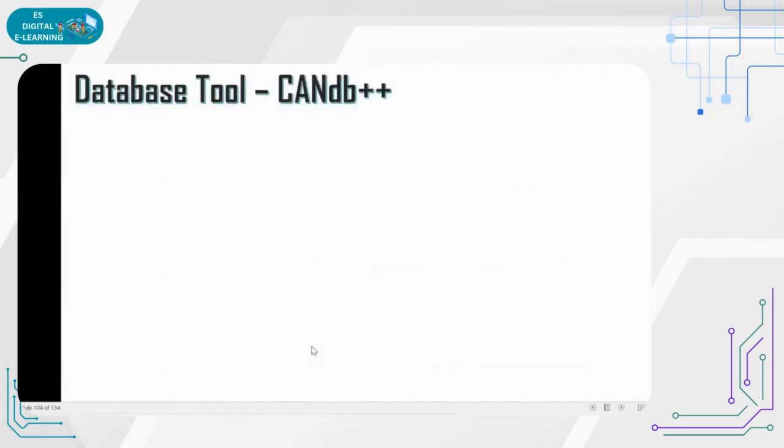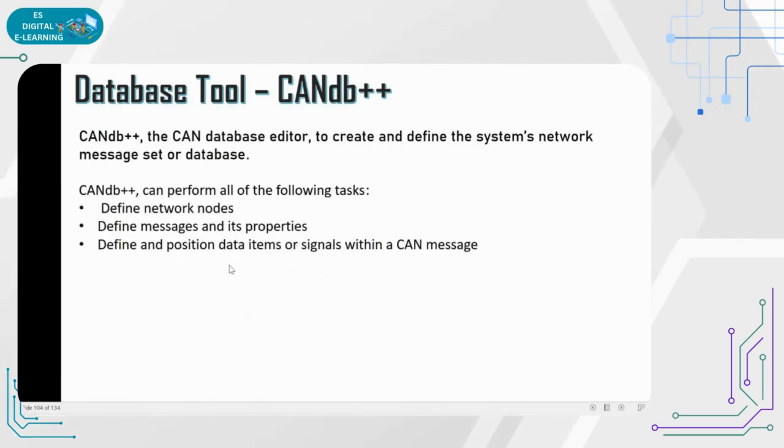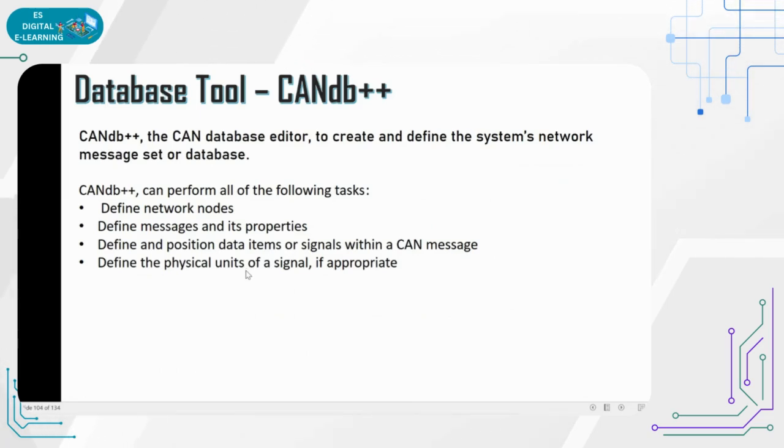Now let's create the database tool. For creating the database tool, we need to define the network node. We need to check the messages and the properties, and define the data items and the signals with respect to the messages. And we need to give the physical units: if it is temperature related, it should be in centigrade, or if it is length related, it should be meters or centimeters.